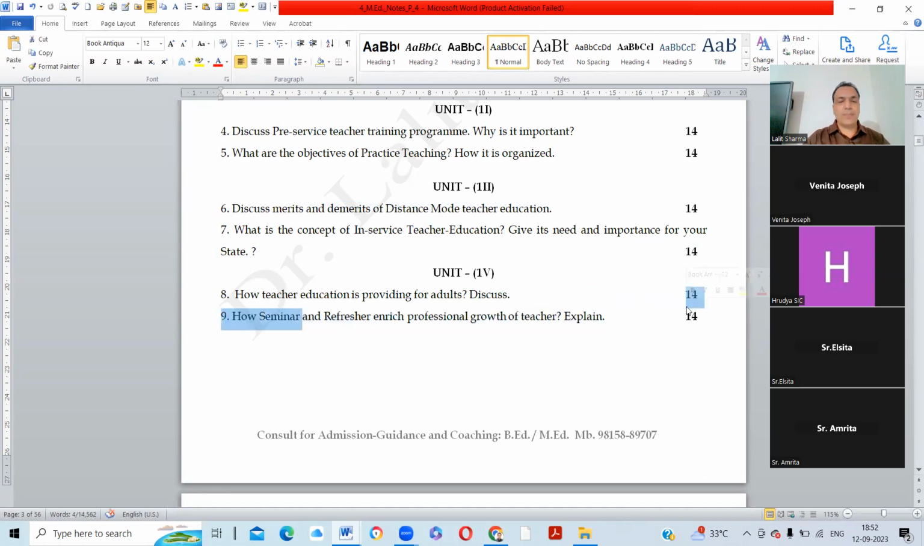I have just discussed. So guys, almost 1 or 2 questions are not in the notes. Those questions you can learn from your guide and from your book. Otherwise, around 90-95% of the questions and syllabus are covered in the notes. So you can do that.